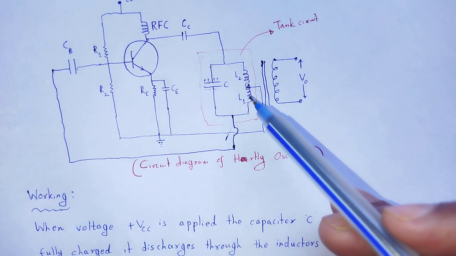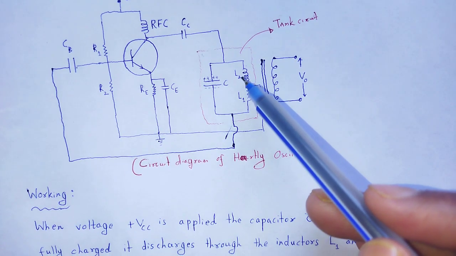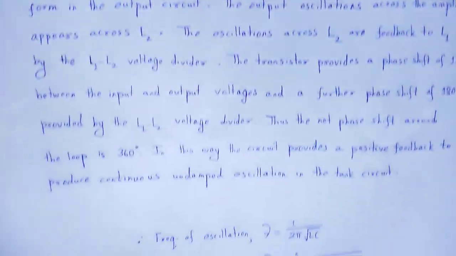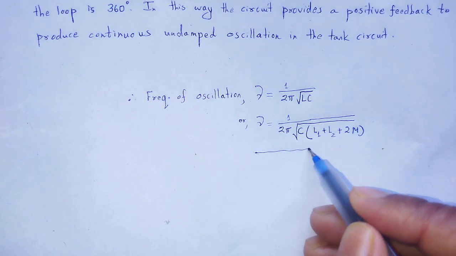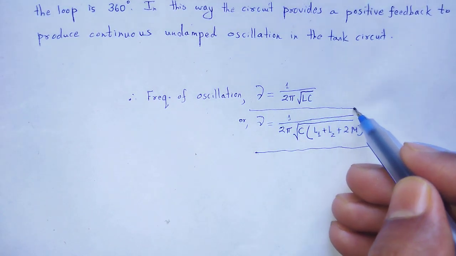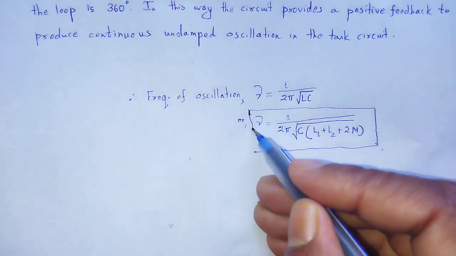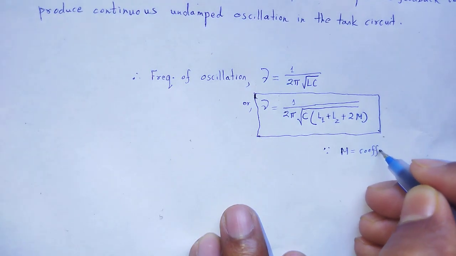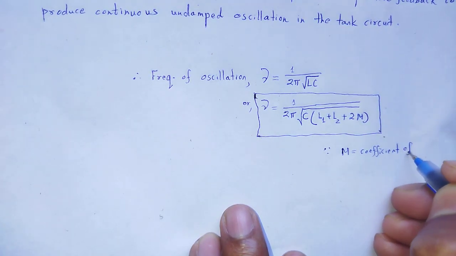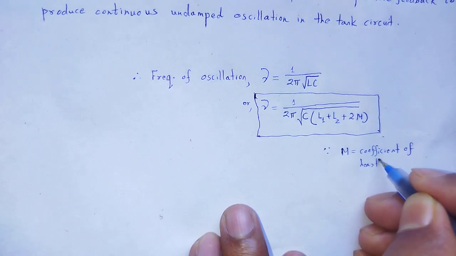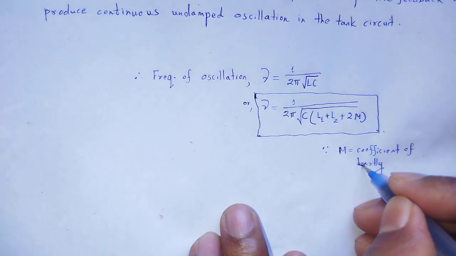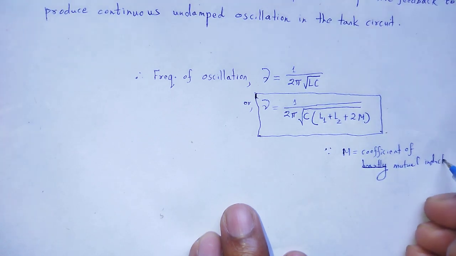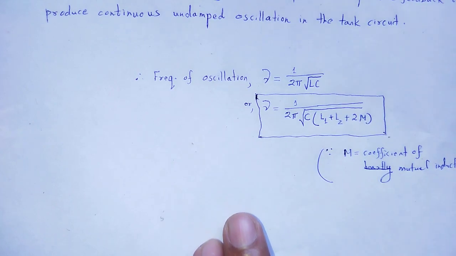And the process of mutual induction occurs due to the induced EMF. That is the frequency response of the Hartley oscillator. Here M is the coefficient of mutual induction.